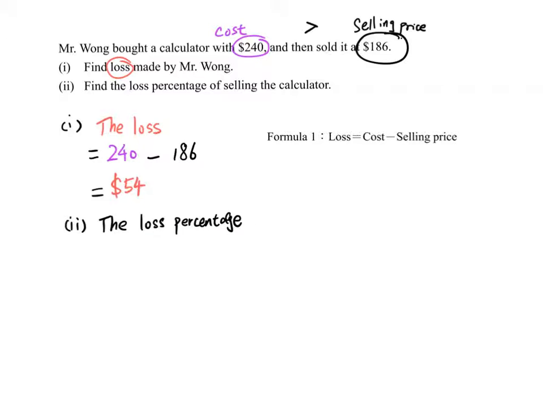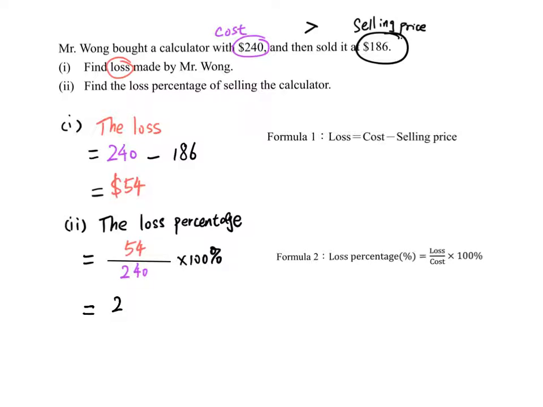Okay, part 2. The loss is equal to loss over the cost times 100%. The answer is 22.5%. Remember, for the loss percentage, in the fraction, the denominator is the cost.